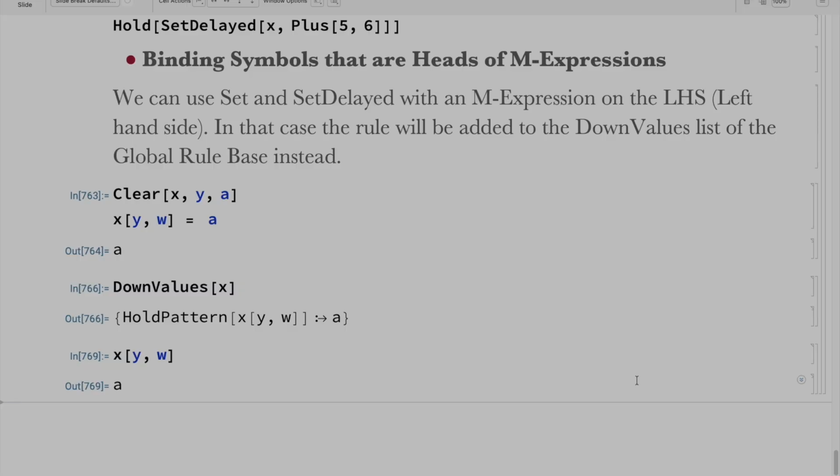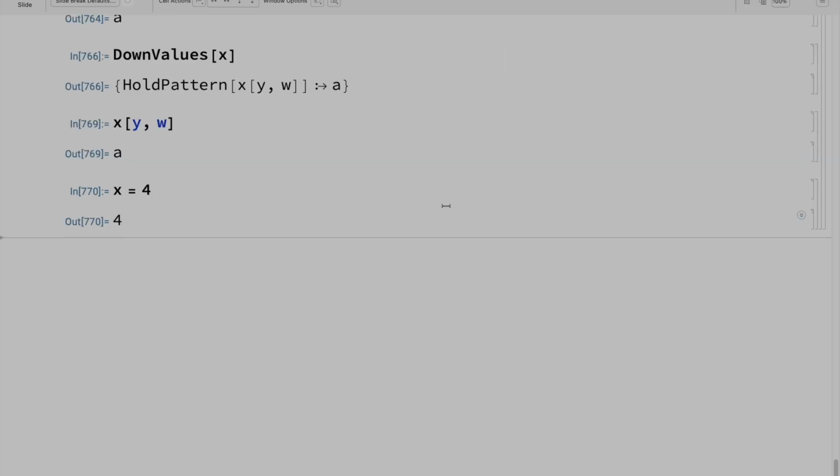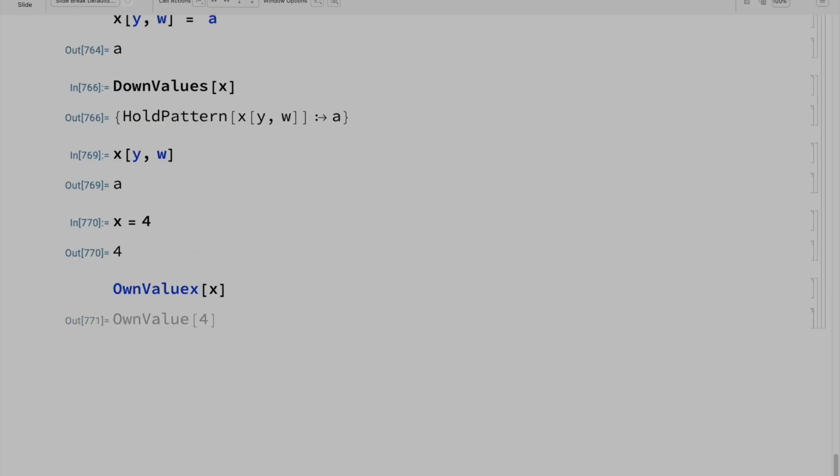Can an expression have both an own value and a down value? Yes, it can, but in that case, the own value will always supersede the down value. So let's say here I say x equals 4. x now is going to have an own value. So if I look at OwnValues of x, I see the pattern here. If I look at DownValues of x, the down value is still there.